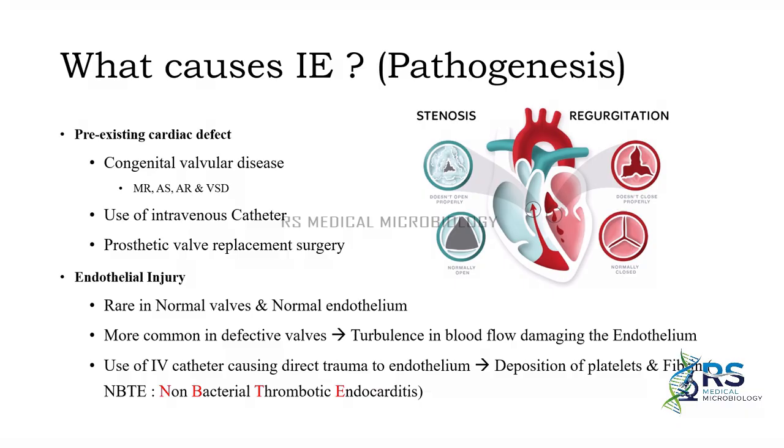So, when the valves become defective, what happens? The normal smooth blood flow in and out of the heart will be changed to a turbulent blood flow, which damages the endothelium. Or when you use intravenous cardiac catheters, that can also damage the endothelium, where the damage will be healed with deposition of platelets and fibrin. That is what we call non-bacterial thrombotic endocarditis.